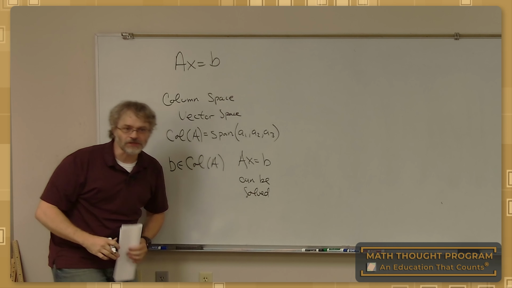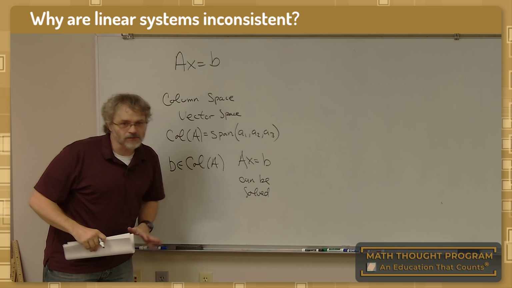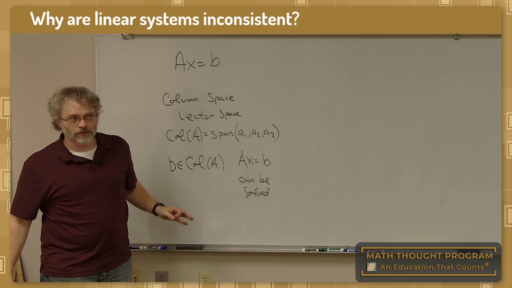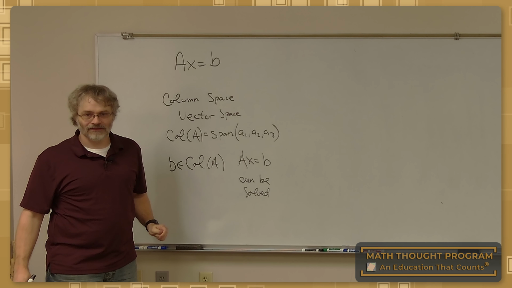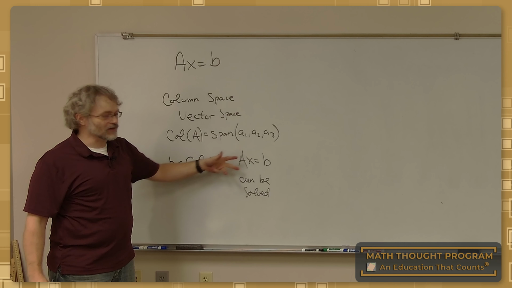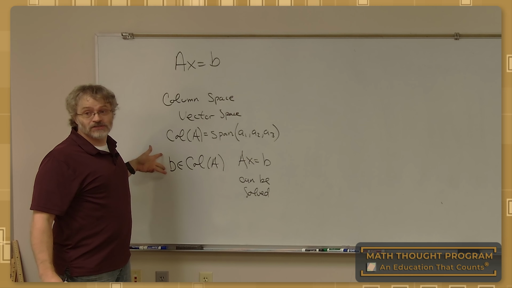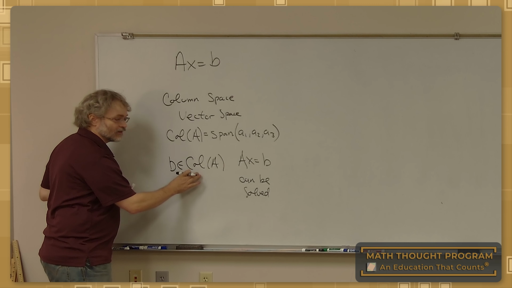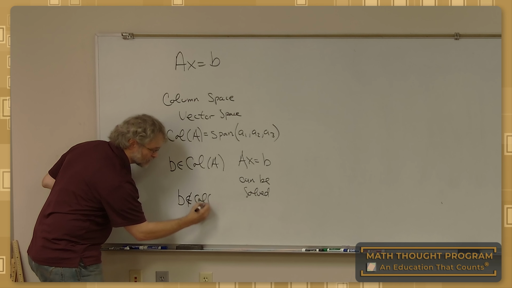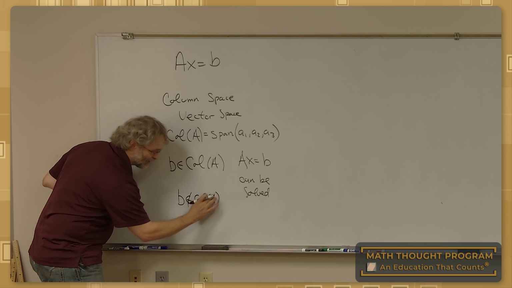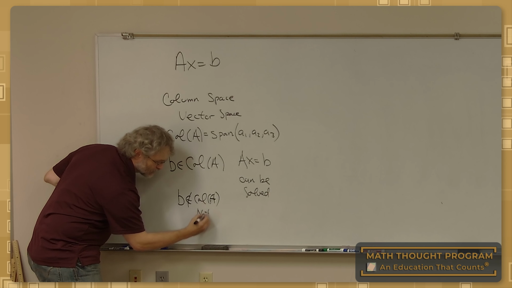So let me ask you the question then. We're encountering at times systems which are inconsistent. Why were they inconsistent? Because the vector B was not in the column space. So for consistency, you need this. And if vector B is not in the column space, you're going to have an inconsistent system. You can't solve it. It's not solvable.